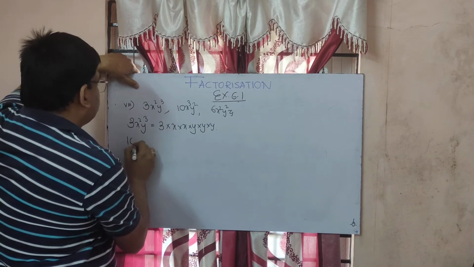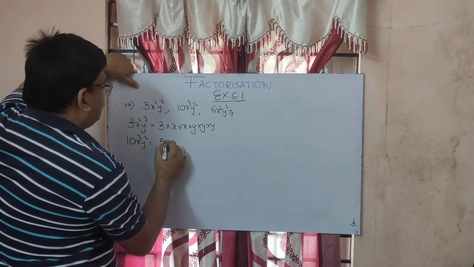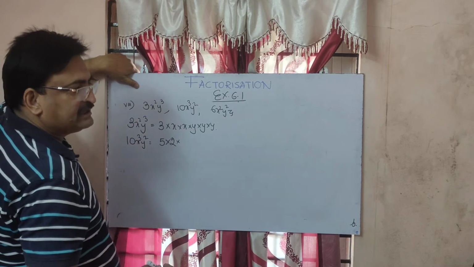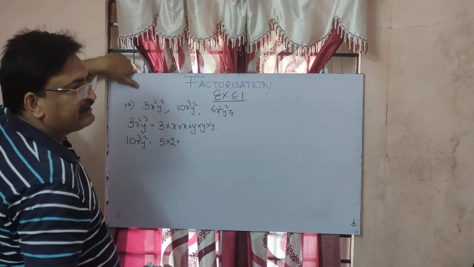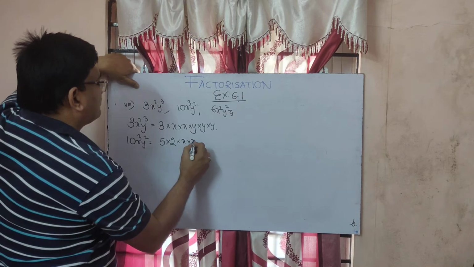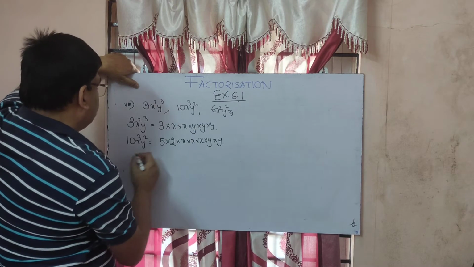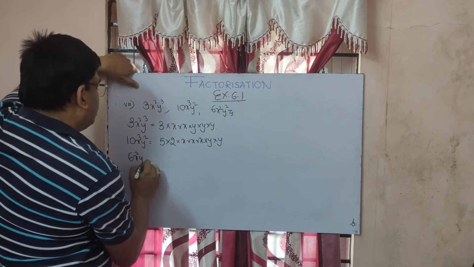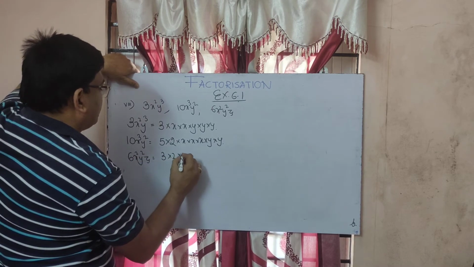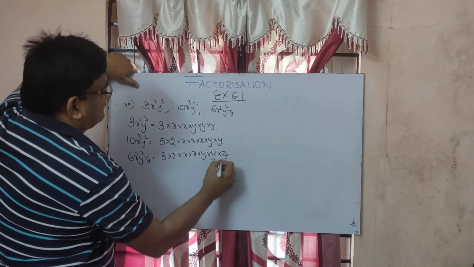Now the next one is 10x cube y square. 10 means 5 2s are 10. Always remember, whenever we are writing the factors, they must be prime factors. Now x cube means x into x into x. Y square means y into y. Next one is 6x square y square z. 3 2s are 6. X square means x into x, y square means y into y, and z as it is.